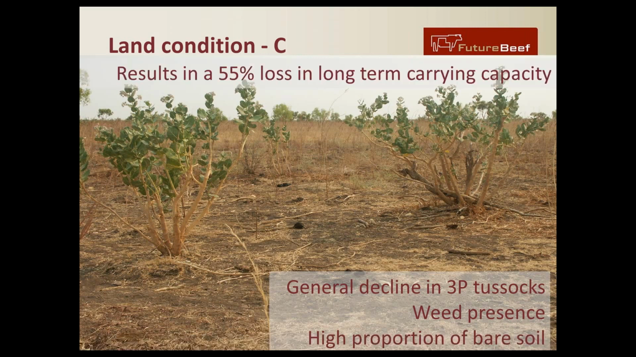Land in C condition results in 55% loss of long-term carrying capacity, purely because the 3P species aren't there anymore. Or they are there in this case, but are few and far between.